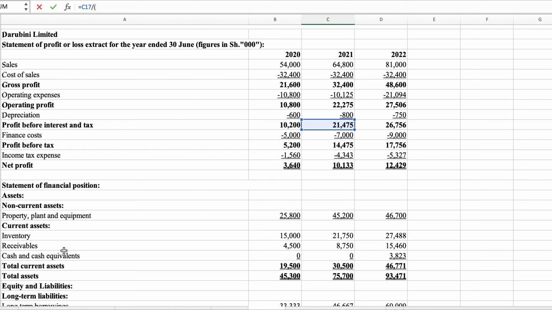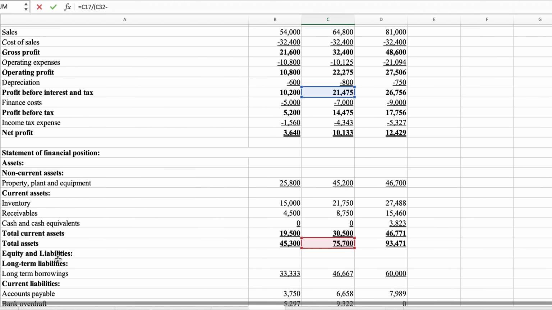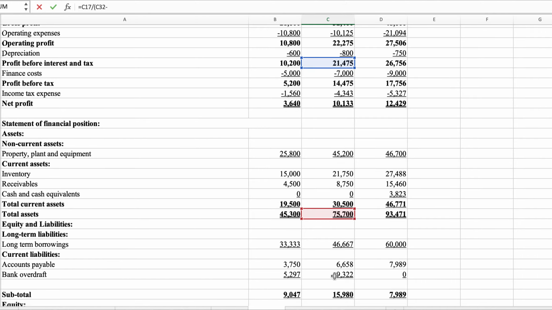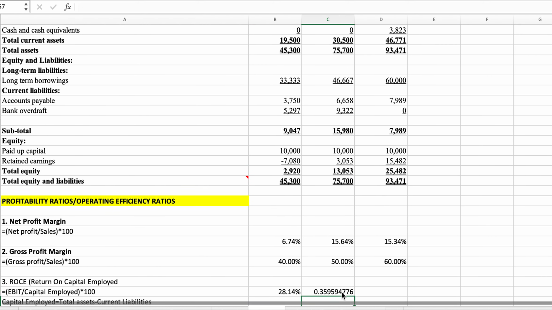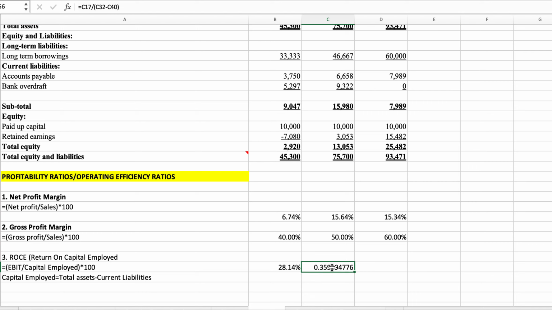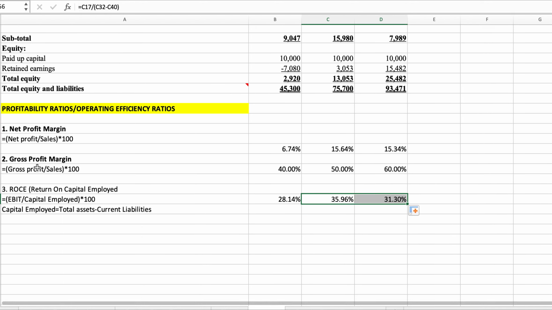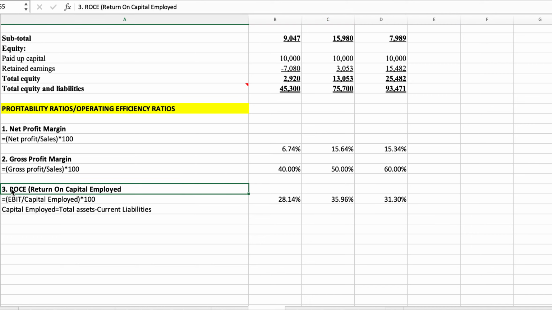you will take the total assets for the year 2021, you subtract the current liabilities, which is here. So whatever you get here, you multiply by 100 or express as a percentage. That's it. So for the other year, you can just calculate for yourself. It's that easy. So we are done with return on capital employed.